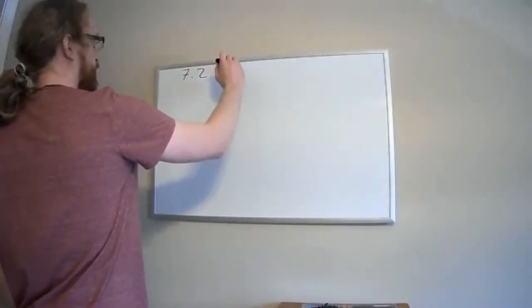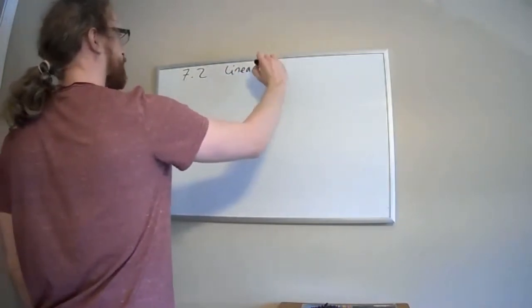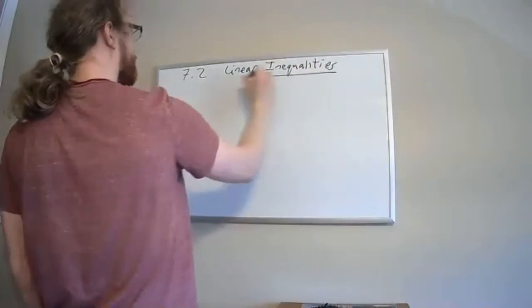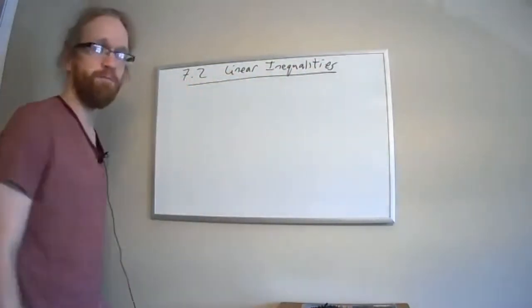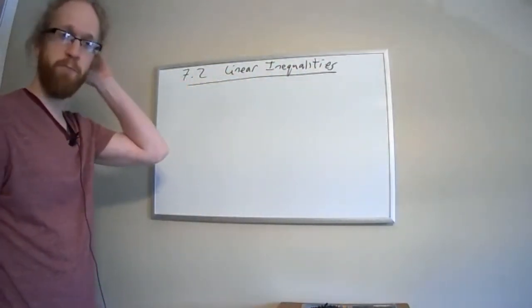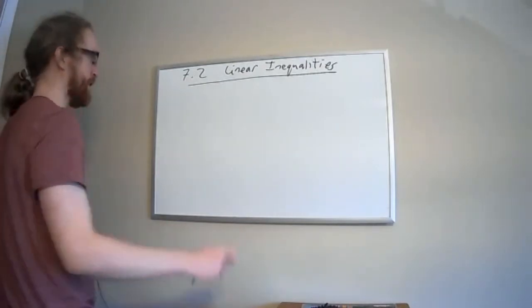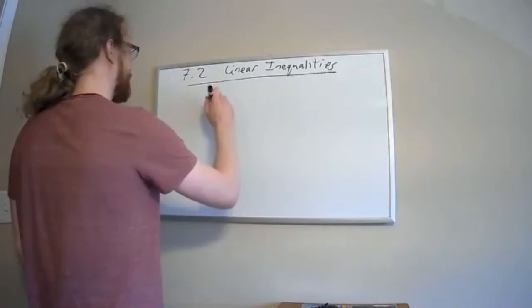So 7.2, this is all about linear inequalities. We're going to talk about solving these, or really more accurately, how to represent solutions of them. So when I say a linear inequality, I really mean something like the following thing.